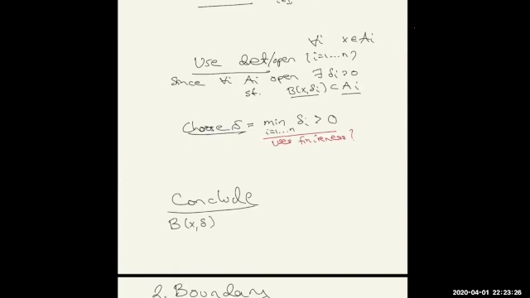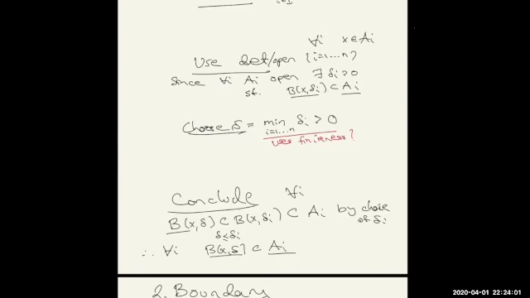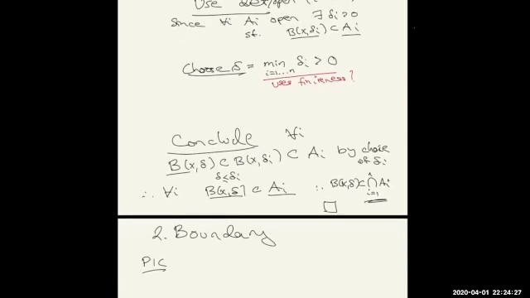Well, B(x, delta), so for every i, B(x, delta) is contained in B(x, delta_i). Why? Because delta is less than or equal to delta_i. And B(x, delta_i) is contained in A_i by choice of delta_i. So what we get is that for every i, B(x, delta), because here the left-hand side does not depend on i, is contained in A_i. So this ball is contained in all of these. And then we can conclude that B(x, delta) therefore is contained in the intersection of A_i, our finite intersection. And that's the end of the proof. So in both of these cases, we have to choose a delta based on the definition of the union or intersection, as the case may be.